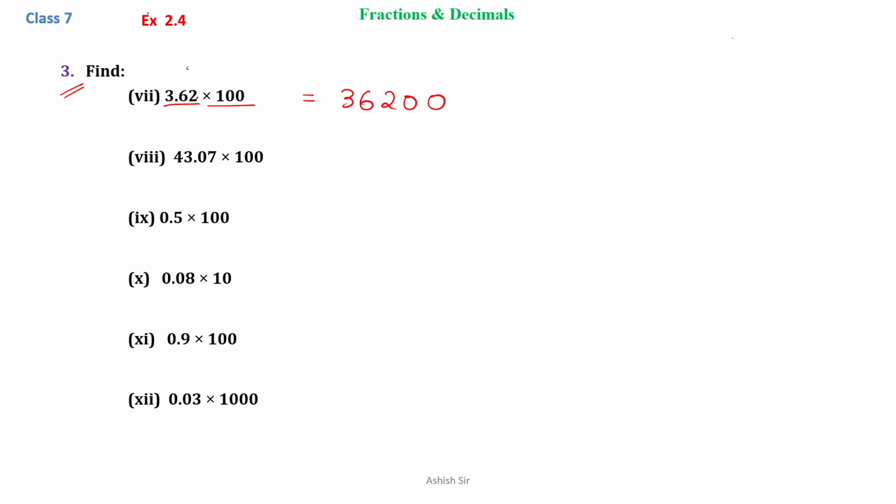Now as we see in multiplication, the point moves to the right. As many number of zeros are here, so there are two zeros. So the point will go two digits to the right. So from here, the point will go here. So our answer will be 362.0.